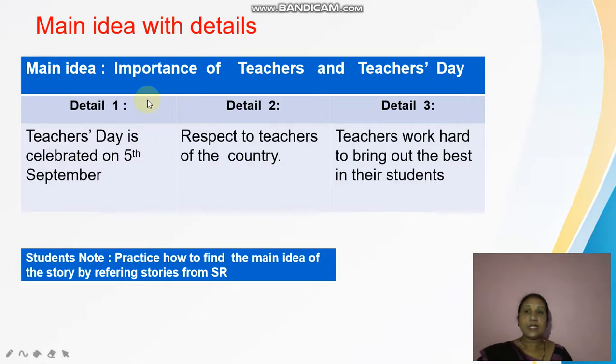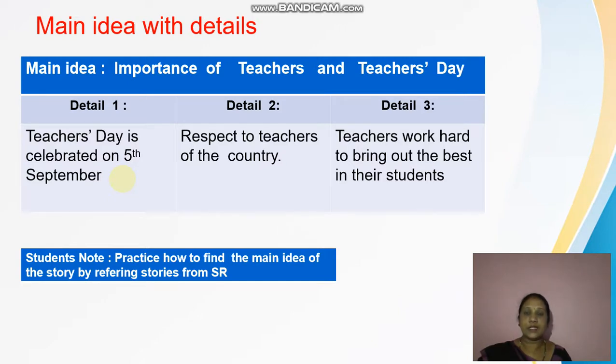So the main idea of the story is importance of teachers and Teachers' Day. So this is the main idea of the story. Now let us see what are the supporting details of the main idea. The first supporting detail is Teachers' Day is celebrated on 5th September. So this is one supporting detail to find the main idea.